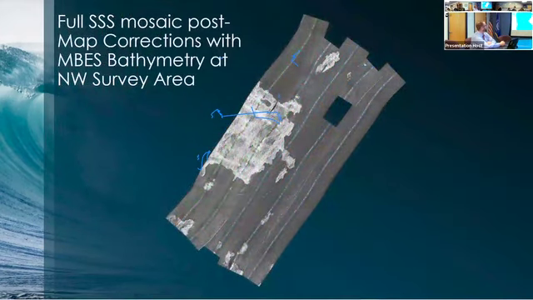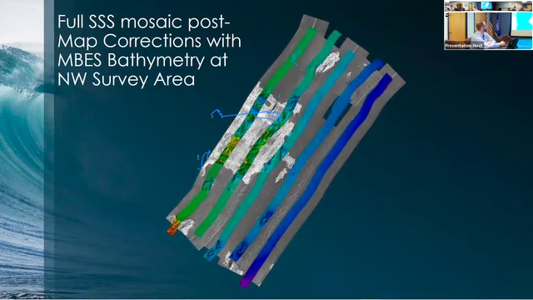Moving forward, this is now the same Sidescan mosaic, but it has been map corrected. Looking at those same features, we can now see that those positions are very accurately located. So if we go back.